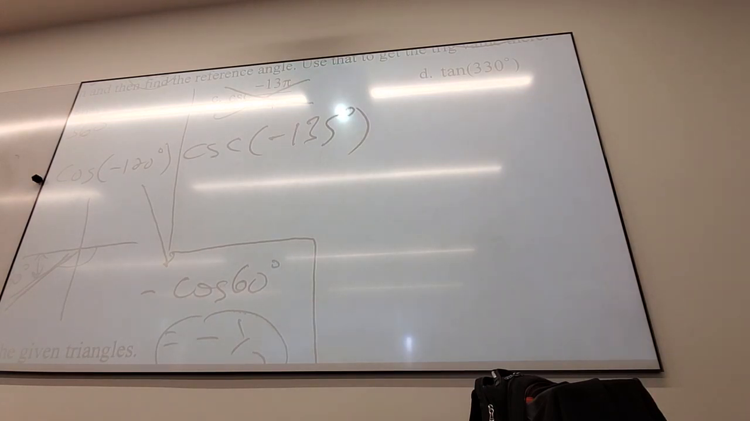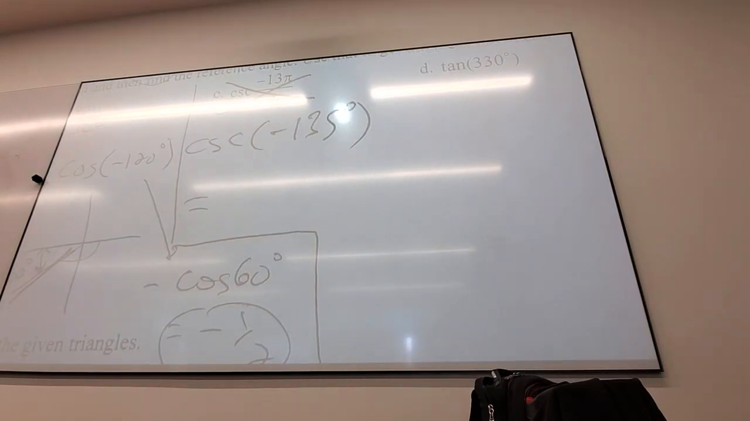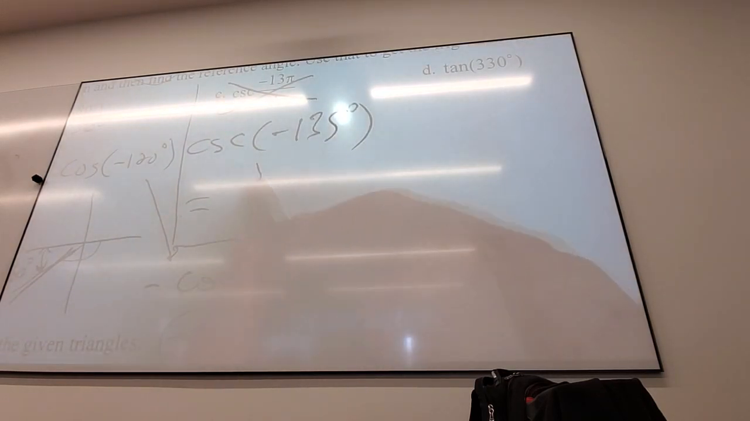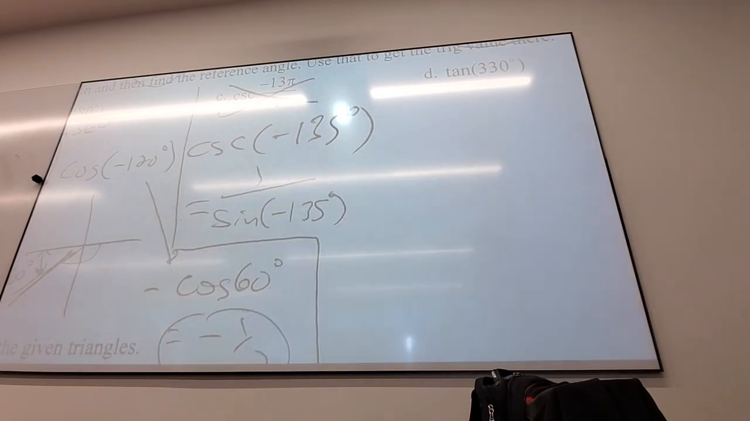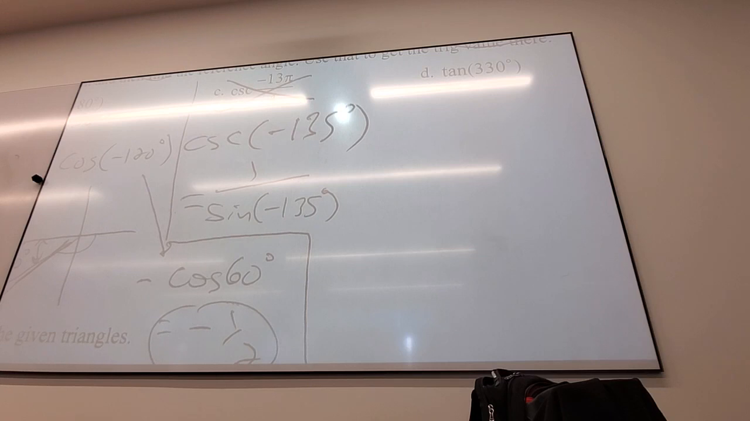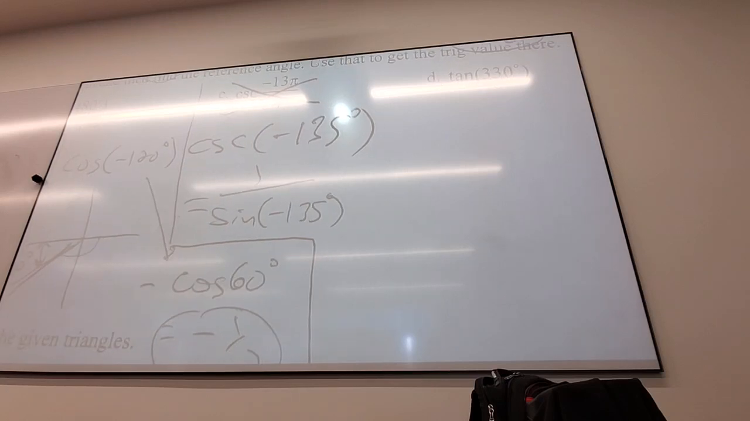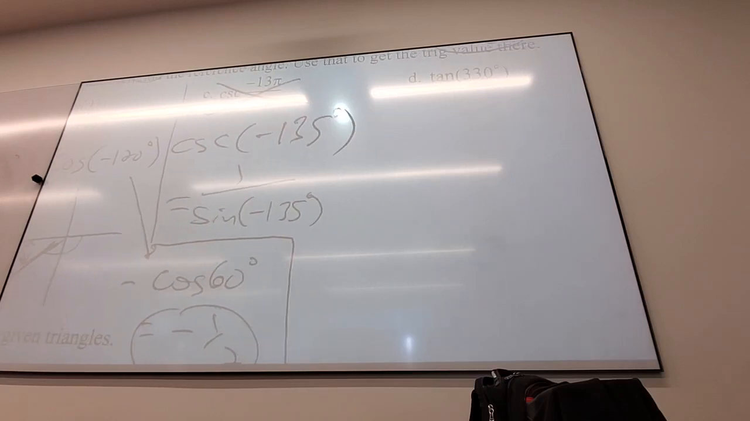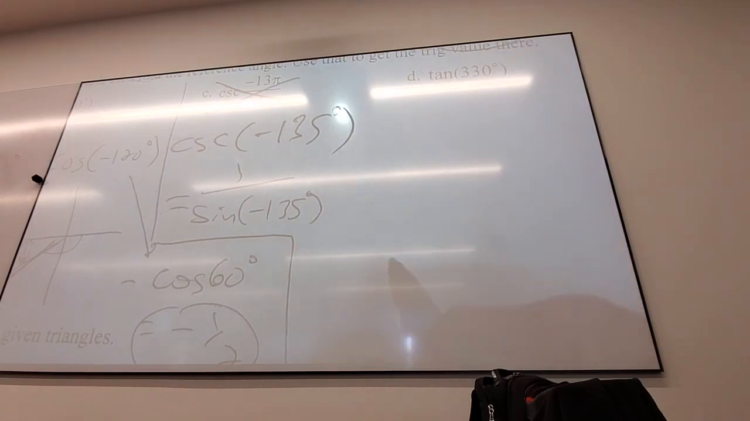How could I immediately rewrite this in terms of sine? 1 divided by sine. You guys all with me? Whenever I'm asking for a cosecant, you can immediately rewrite it as 1 over sine of whatever angle, because that's the relationship, right?